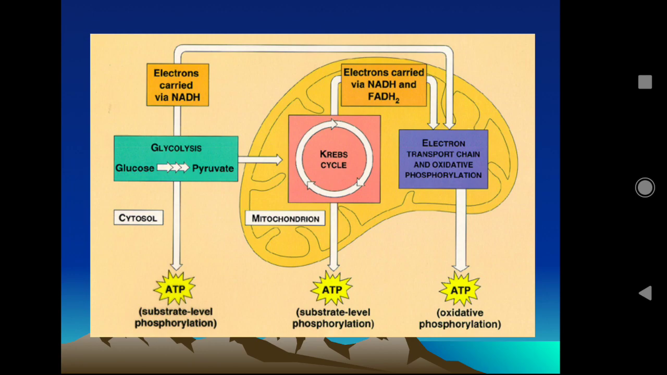Now keep in mind there are 2 ATPs made in Krebs cycle. So if you're counting, net gain of 2 in glycolysis and also a gain of 2 ATP in the Krebs cycle. So far that's only 4 ATP.